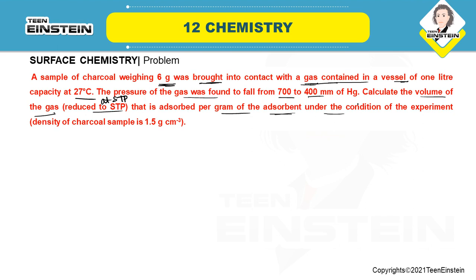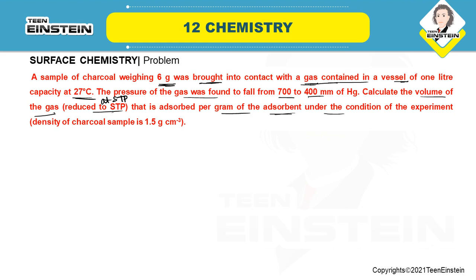Here it is mentioned, calculate the volume of the gas at STP, but first we have to find out what is the amount of gas that is adsorbed at the condition of the experiment. The condition of experiment is 27 degrees centigrade, but STP is basically 0 degrees centigrade. So both conditions are not the same, but first we have to find out the volume under the condition of the experiment. Then we can convert it to STP by using the PV equal to nRT equation.